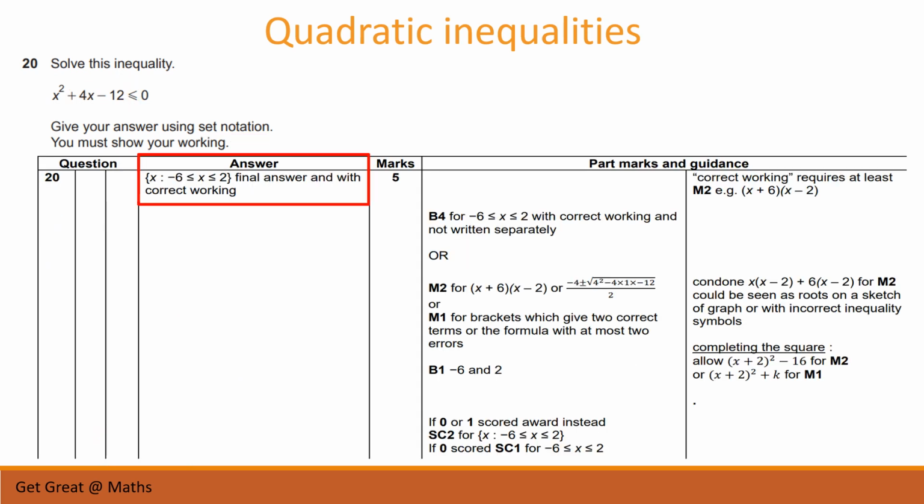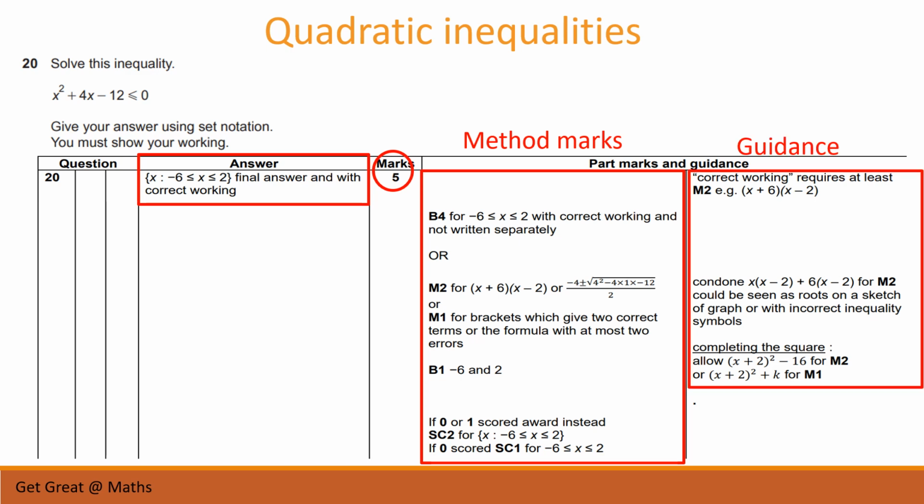The mark scheme shows us the answer. You get 5 marks for the question. We're given the method marks in this section, and we're given the guidance on the end. Key bit down the bottom that's just been highlighted in purple. You get 0 or 1 scored if you haven't done it correctly.